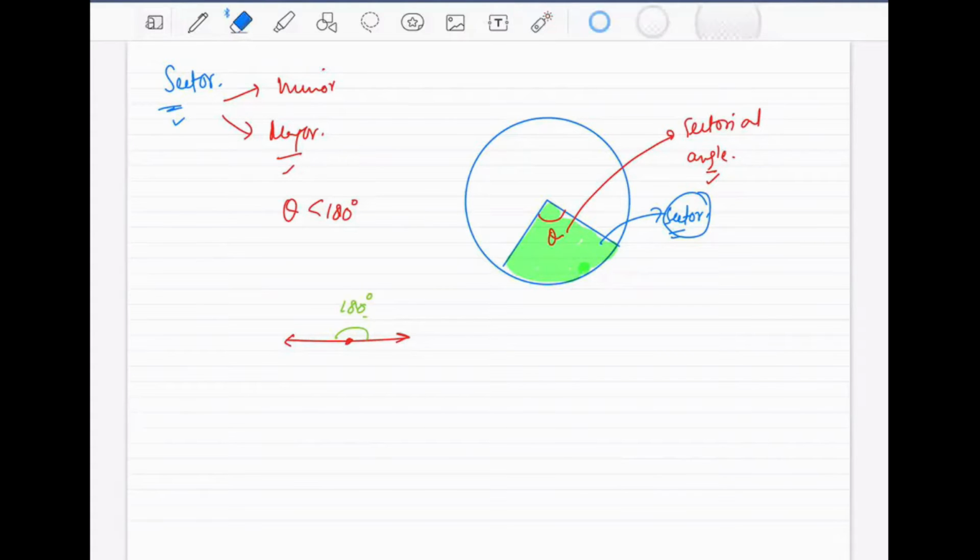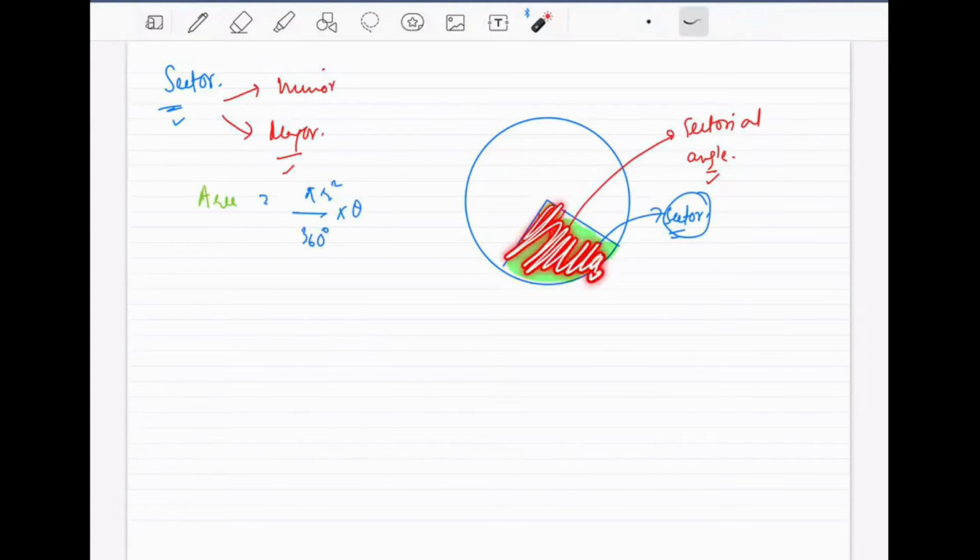And if I want to find out the area of the minor sector, let's say I have a sector having an angle theta, the area is pi r square by 360 into theta. This is for the minor sector part here. How to find out the remaining part then? This is the minor segment. You can see that the angle theta is less than 180, so this is the minor segment.